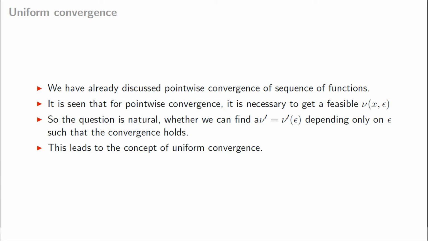So, we have just seen what is pointwise convergence, and we have also seen some examples. It is seen that for pointwise convergence, it is necessary to get a feasible choice of nu x epsilon, so that the question is natural whether we can find a nu dash depending only on epsilon such that the convergence holds. So, in a way, we want to know whether we can find some n independent of x retaining the property of convergence. So, this leads to the concept of uniform convergence.